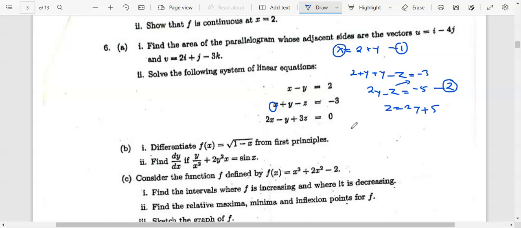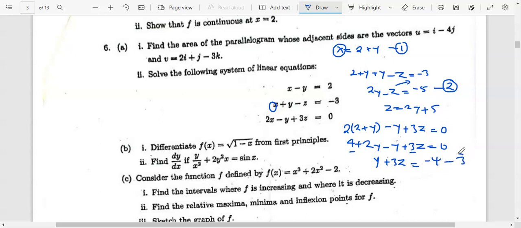And then the same x, I'll go into the third equation. Where there's x, I put 2 plus y. So that will be 2 in brackets 2 plus y, minus y plus 3z is equal to 0. So this is going to give us 4 plus 2y minus y plus 3z is equal to 0. Okay, I'll add 4 and 3, that will give us a 7. Oh, this is 3z, so we can't add. 2y minus y is just y, plus 3z. This should be equal to, I'll take 4 to the other side, negative 4. This is going to be equation 3.